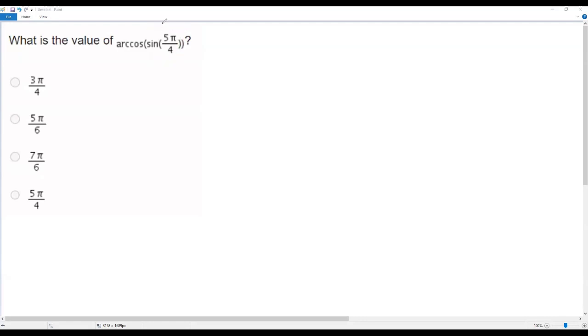So first let me write sine of 5 pi over 4. To find its value, we can convert radians to degrees. Already we know that pi over 4 radians equals 45 degrees. So instead of pi over 4, we can write 45 degrees. Sine of 5 times 45 degrees will be sine 225 degrees. Now we have to evaluate the value of sine 225 degrees.